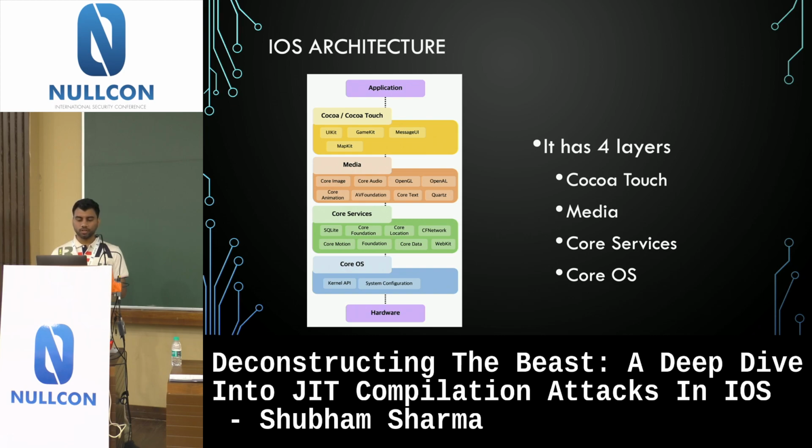Above that is the core service layer, which has main functionality like SQLite, core foundation, core location, core motion. These functionalities are mainly used in any mobile, or if we are talking specifically about iPhones, the touch screen capabilities and the motion sensor, all those things are managed in this particular layer. Above that is the media layer. Now in this particular layer, as we all know iPhones are known for their media capabilities like audio, video and animation. Those things are managed in this particular layer.